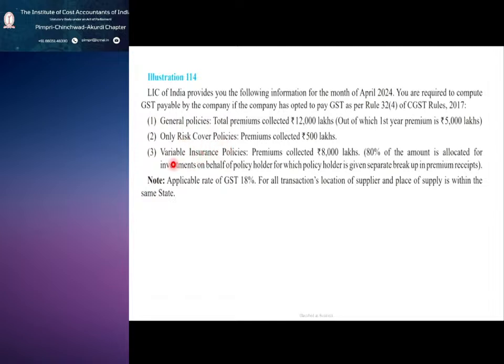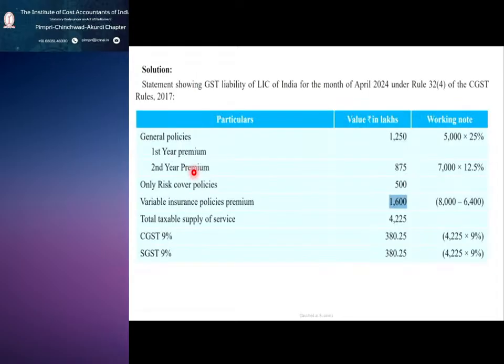So the taxable value of supply is 4,000, because if you see here, we have general policies, only risk cover policies, and here variable insurance policies. So there are three different policies. So you are calculating three different policies taxable value. So the taxable value of supply of service is 24,225. On that you need to calculate GST. So you got it? See, easy one, right?